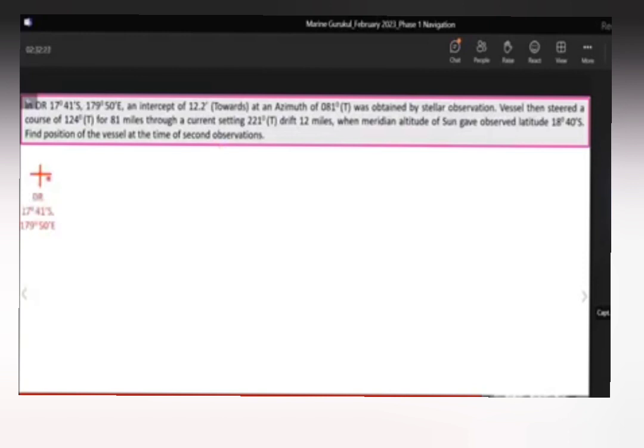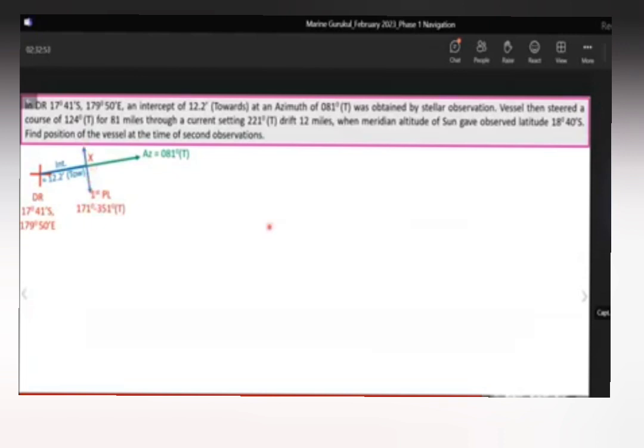The azimuth at that time is 081, which comes up on the screen. The intercept is towards, 12.2 miles towards, represented by the blue line. This is the ITP, and here you have point X as the ITP, and you get the first PL. Now, the vessel is somewhere on this PL passing through X at the time of the morning, or the first observation rather. Now, what do we do then? Now we have to apply the run and the current.